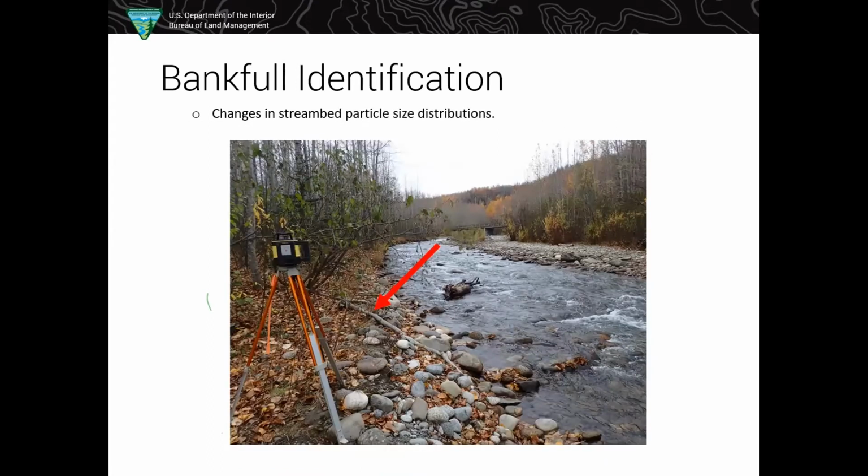Particle size shifts are another pretty good indicator. Bankfull elevation is often found above the location where particle size changes from coarser bed material to finer particles deposited on the stream bank during these high flow events. In this case, a change in particle size coincided with that change in slope and the height of an active bench on the opposite side of the stream.